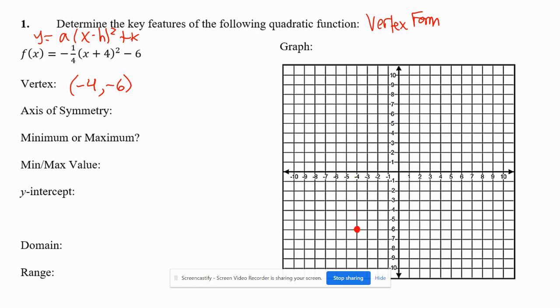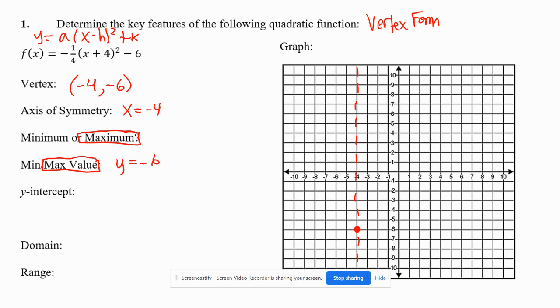The axis of symmetry is just going to be the x value of your vertex. So x is equal to negative 4, right? If we wanted to draw the axis of symmetry, it's that dashed line that creates symmetry from left to right and runs through the vertex. Minimum or maximum: the fact that a is negative 1/4 tells me that it is a maximum. And the max value is the y value from your vertex, so it'll be y equals negative 6.